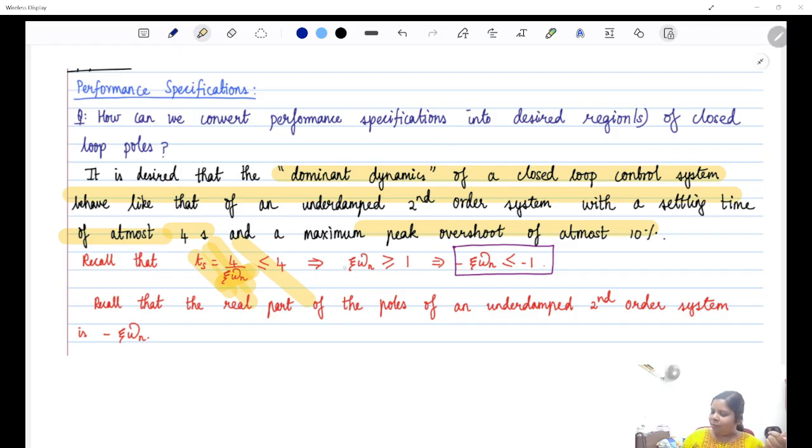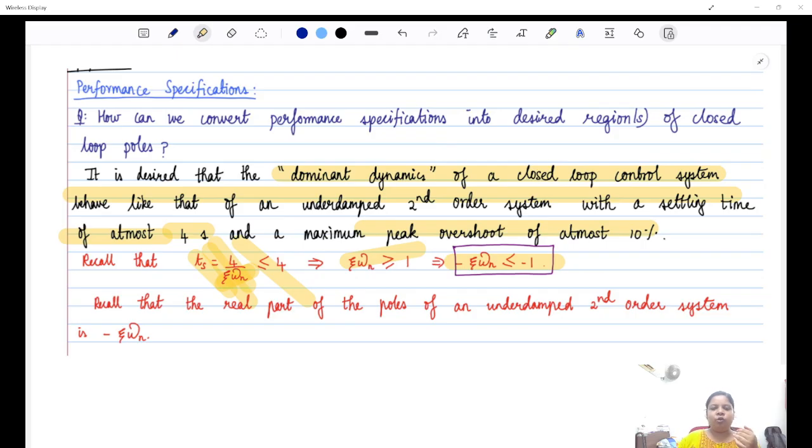Okay, so from here you can see zeta omega n is greater than or equal to 1, and minus zeta omega n is less than or equal to minus 1. So you know that I have to place the real part of my pole for the underdamped second order system to be less than minus 1. That is the information you get from here, given some settling time.